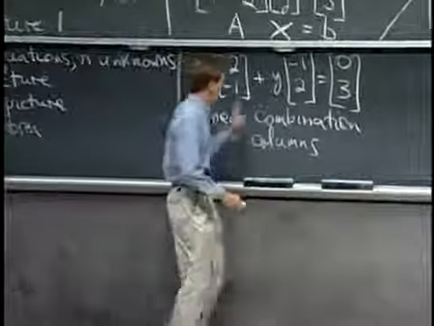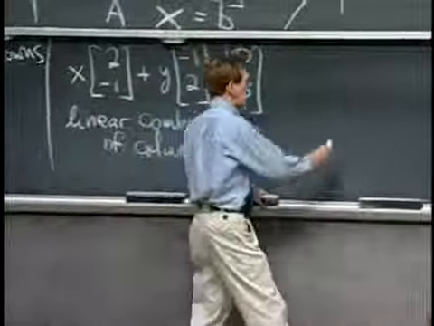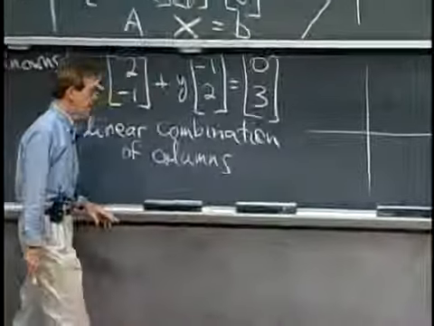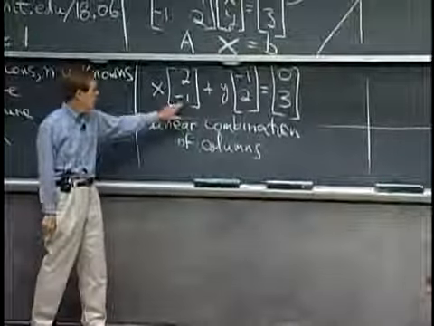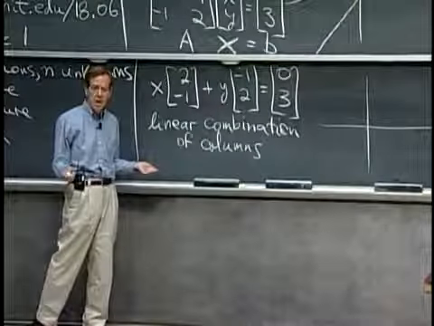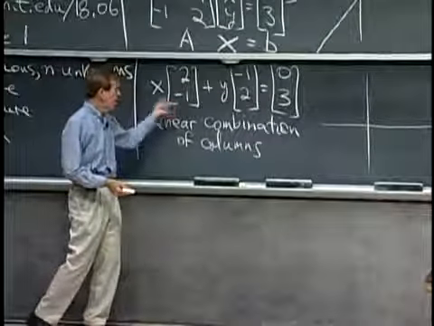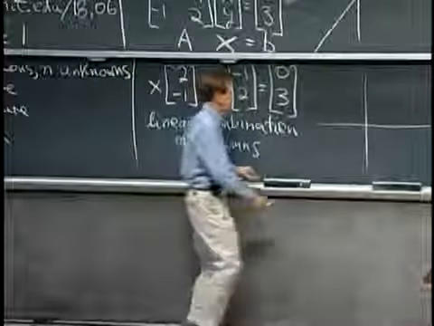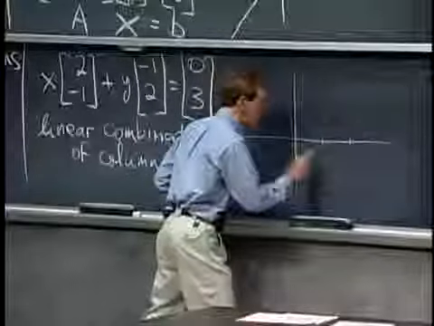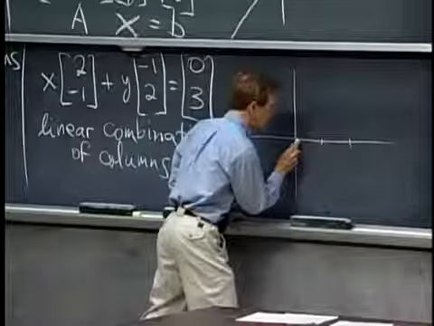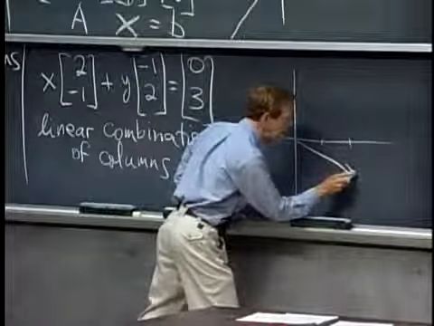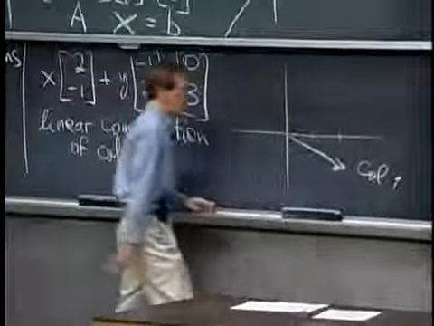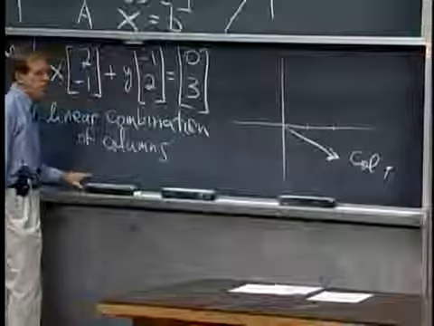Okay. So again, these vectors have 2 components, so I better draw a picture like that. So can I put down these columns? I'll draw these columns as they are, and then I'll do a combination of them. So the first column is over 2 and down 1, right? So there's the first column. The first column, column 1. It's the vector 2 minus 1.